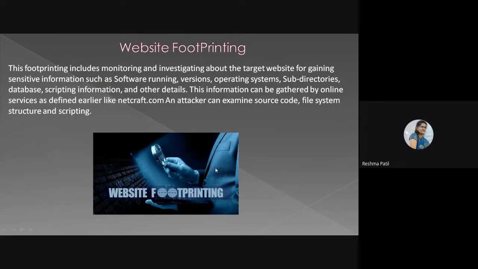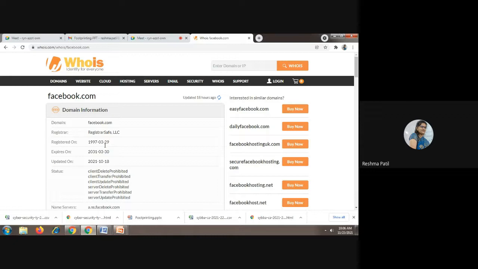Then we will move forward to website footprinting. This footprinting includes monitoring and investigating the target website. Now you are aware of the website name. Through that website also you will come to know the actual information you have received from whois.com. You will visit the website and go to the contact us page. On that page also you will receive information about that organization.